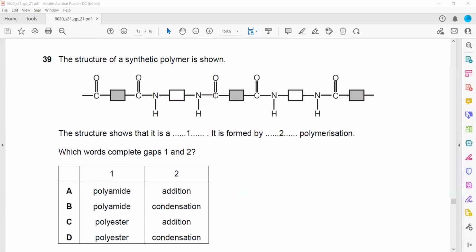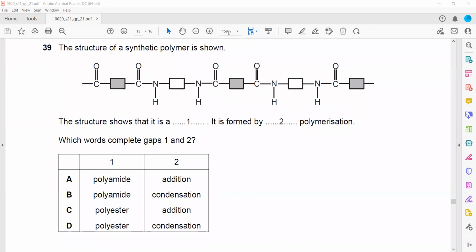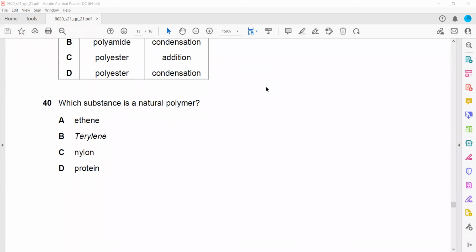A synthetic polymer is shown. What kind of linkage is there when C is double bonded with an N? We call that an amide or a peptide linkage. The structure shows that this is a polyamide. If it was a polyester, then it should have an ester linkage between the molecules. But it is a polyamide. How is polyamide formed? It is formed by condensation polymerization. Polyamide, polyester, proteins, fats, carbohydrates are all formed by condensation polymerization.